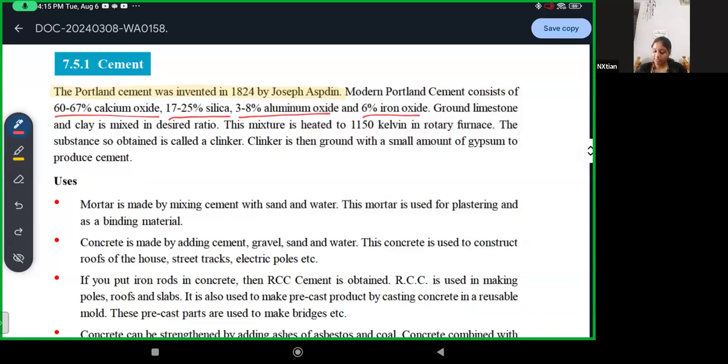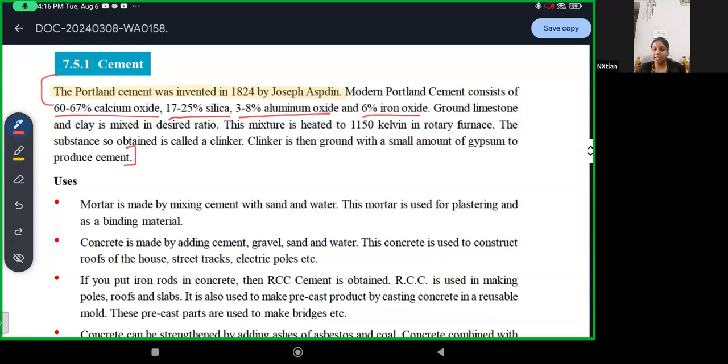Ground limestone and clay is mixed in the desired ratio. This mixture is heated to 1150 Kelvin in a rotary furnace. The substance so obtained is called a clinker. Clinker is then ground with a small amount of gypsum to produce cement. This is how cement is made, okay?